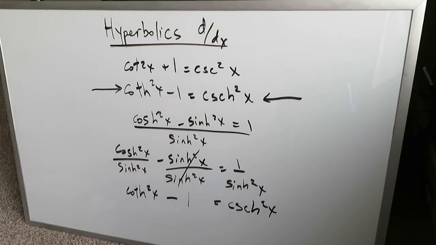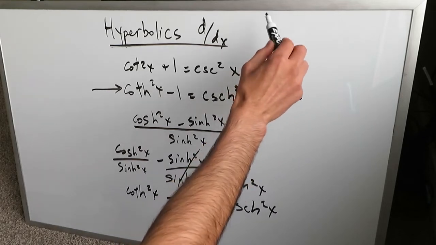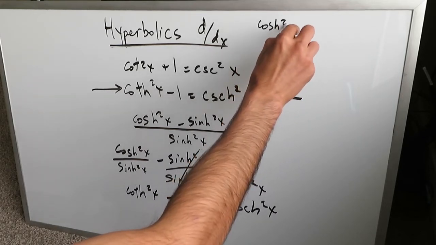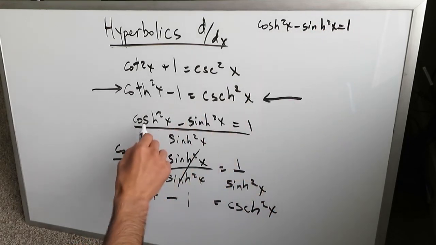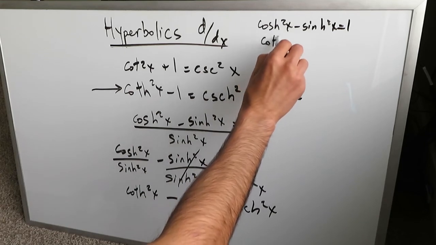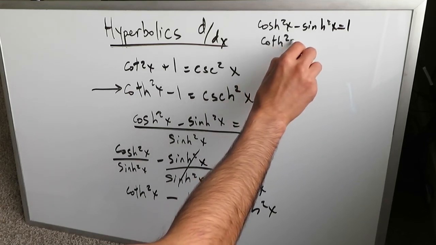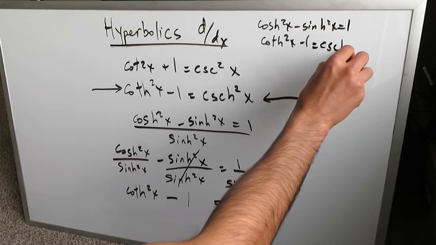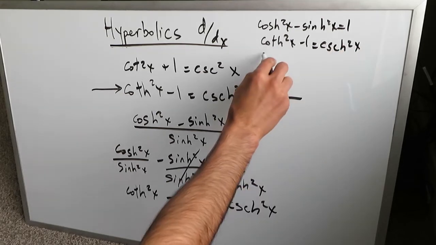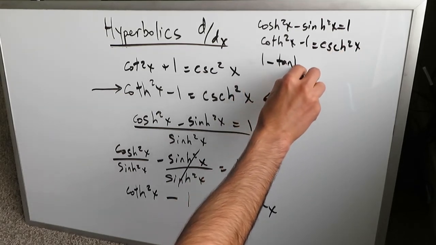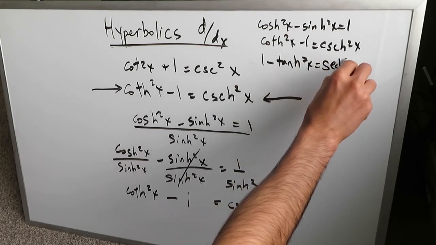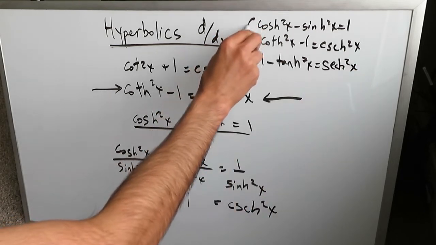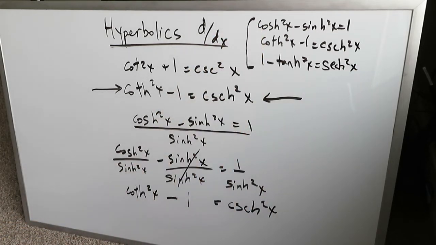So remember these identities you need to be very familiar with, and I'll put them here again. The identities are this: hyperbolic cosine squared x minus hyperbolic sine squared x is equal to 1. Then the one you see over here, hyperbolic cotangent squared x minus 1 is equal to hyperbolic cosecant squared x. And this one right here, 1 minus hyperbolic tan squared x is equal to hyperbolic secant squared x. So these are the three hyperbolic identities, perhaps the three most important ones you need to be familiar with.